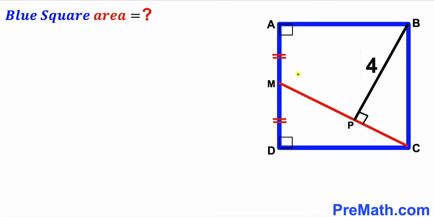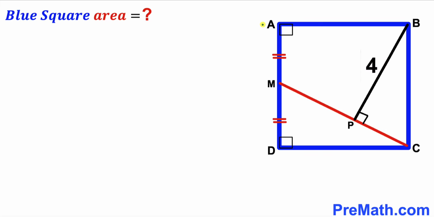Welcome to PreMath. In this video, we have this blue square ABCD along with these two line segments MC and BP, as you can see in the given diagram, such that the line segment BP is perpendicular to the line segment MC at point P, and this segment BP is 4 units.